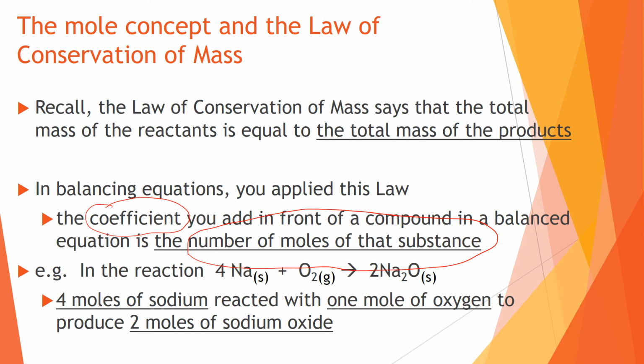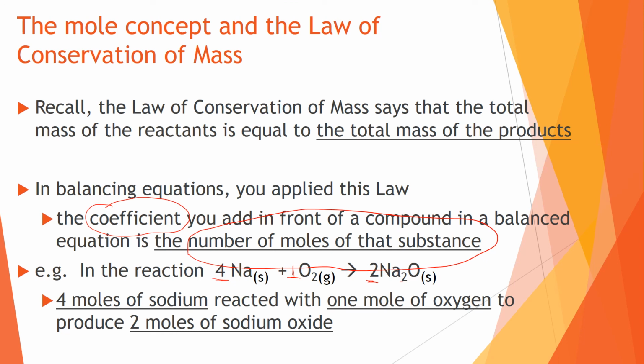I showed you a video of what happens when sodium reacts with oxygen, right? We had big flames and we get sodium oxide. So basically this chemical formula is balanced. It tells us that 4 moles of sodium are required to react with 1 mole of oxygen, and this gives us 2 moles of sodium oxide.